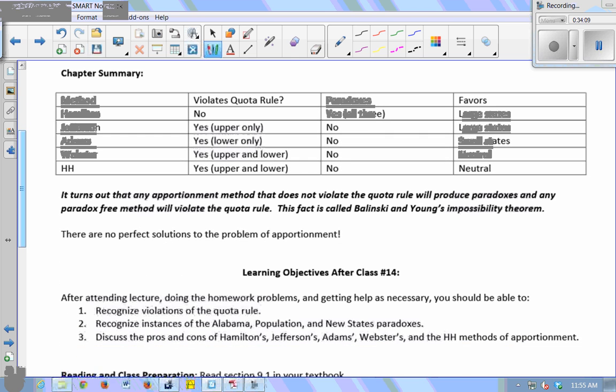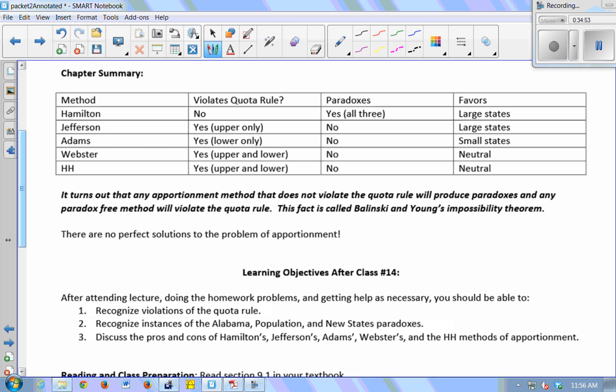Okay, so here's a little chapter summary. We learned 5 methods: Hamilton, Jefferson, Adams, Webster's, and Huntington Hill. The only one that does not violate the quota rule is Hamilton's method, but it had these 3 weird paradoxes: Alabama paradox, population paradox, and new states paradox. And it tends to favor large states. Jefferson's method has upper quota rule violations and favors large states. Adams has lower quota violations and favors small states. Webster's and Huntington Hill can have both, though rare, upper and lower quota violations, but they're neutral.